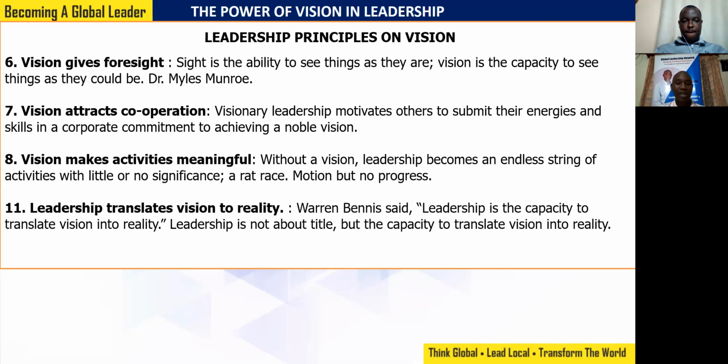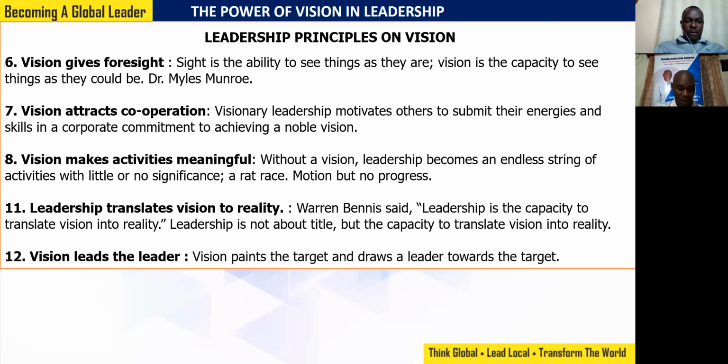Number 11, leadership translates vision to reality. Warren Bennis said, leadership is the capacity to translate vision into reality. So leadership is not just about title, as we have been saying, but the capacity to translate the vision into reality. And then number 12, the last one, vision leads the leader. I mentioned this, vision paints the target and draws a leader towards the target. So those are a few leadership principles on vision.